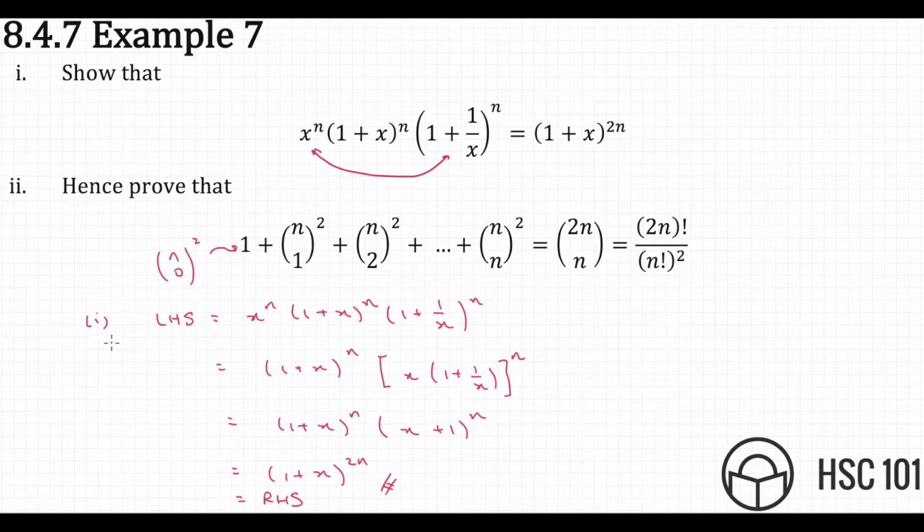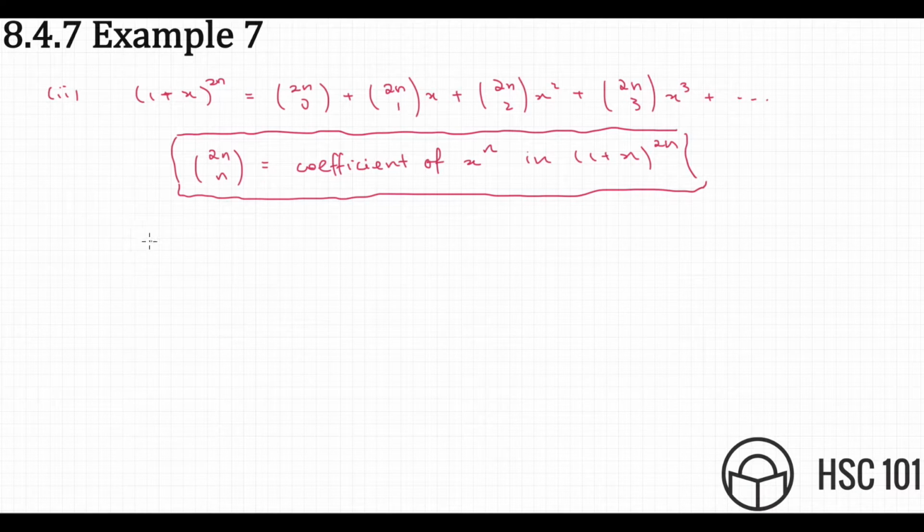And when I look at the working out that we have in part 1, we know that (1 + x)^(2n) is equal to (1 + x)^n times (x + 1)^n. So in this case, this is actually where I'm going to start from, right? So if I take note, (1 + x)^n times (x + 1)^n, which we said is equal to (1 + x)^(2n).